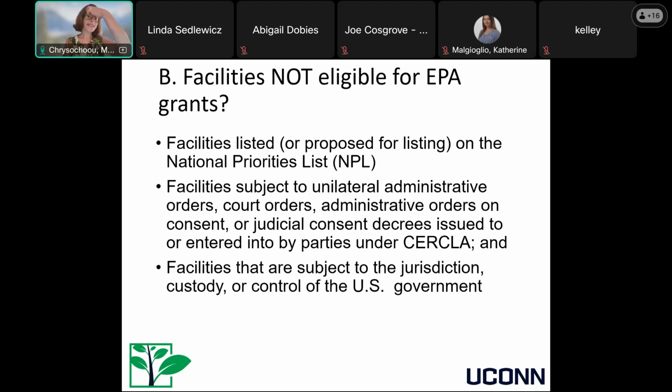Now, there are a series of types of facilities that do not fall under the brownfield definition and are not eligible for EPA grants. So if the site you're considering is on the National Priorities List, if there is an administrative order, court order, or judicial consent decree under CERCLA, or if it's a facility that's subject to the jurisdiction or control of the US government, for example, firing range sites or military sites.